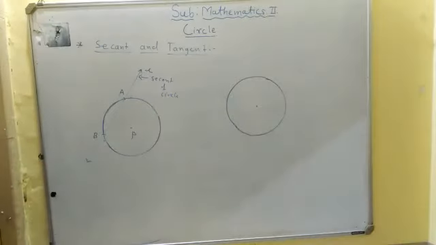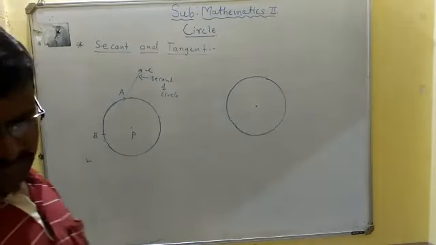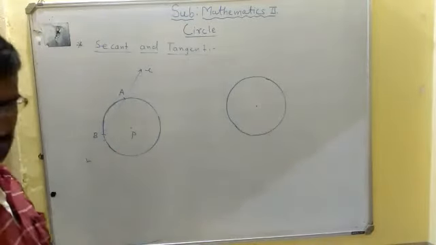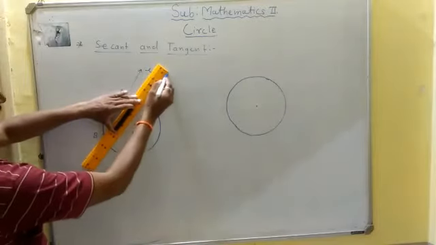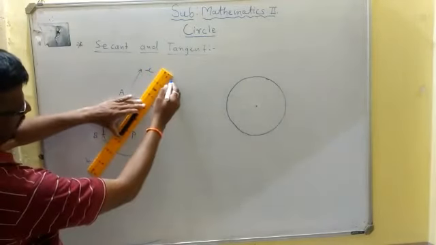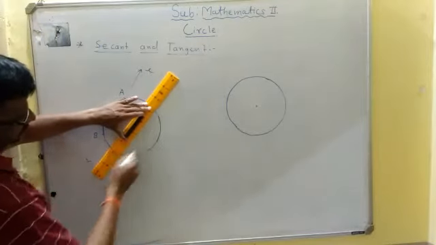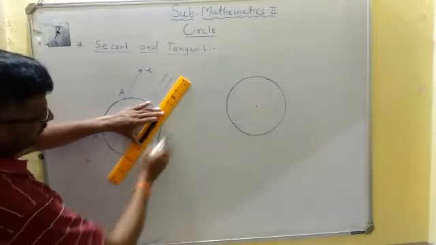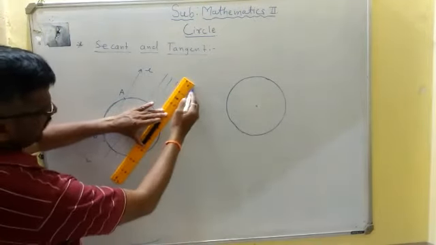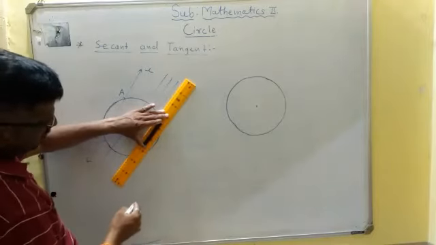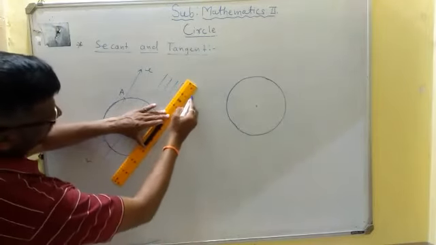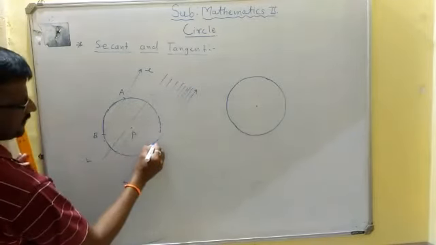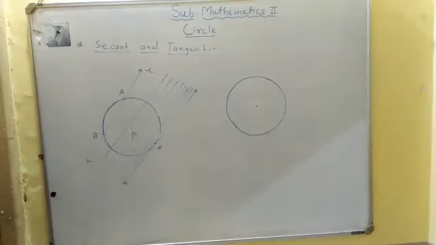That line is known as the secant of the circle. But if we construct such lines, look at here, I am going on constructing. Every line intersects the circle at two distinct points, and at one time, one situation we get here. That means a line touches the circle at a single point S.